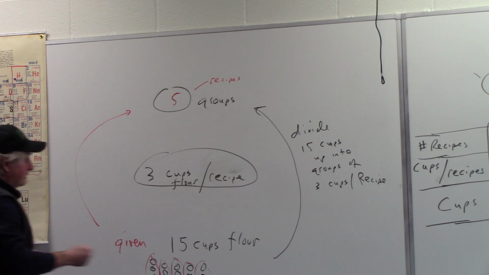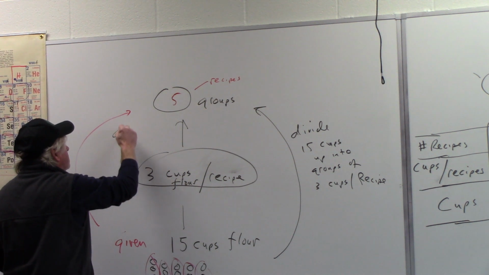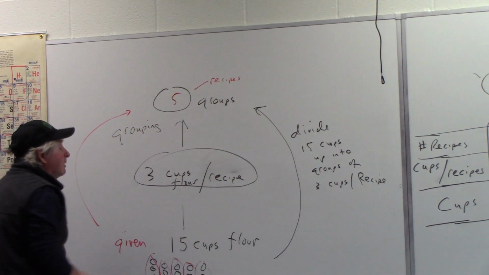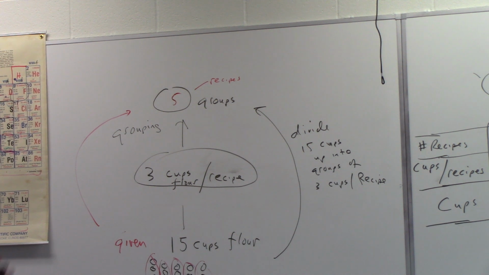So in this case, you're grouping. And when you group, you always start with a big number, and you end up with a smaller number. So I'm going to use the same words over and over when you hear this. What I did was I divided 15 cups up into groups of 3. So I split the 15 cups into groups of 3. And when I did that, I ended up with 5 recipes.